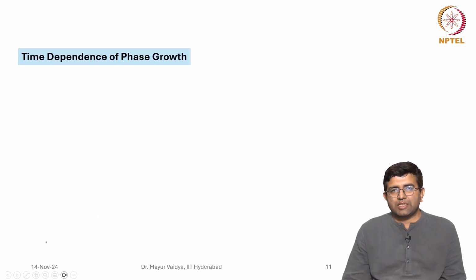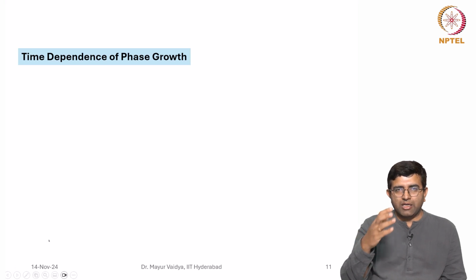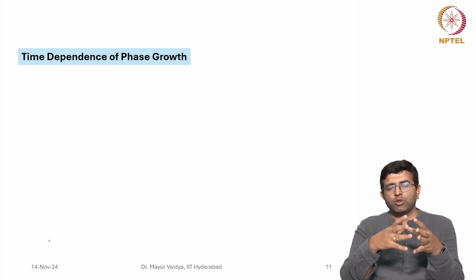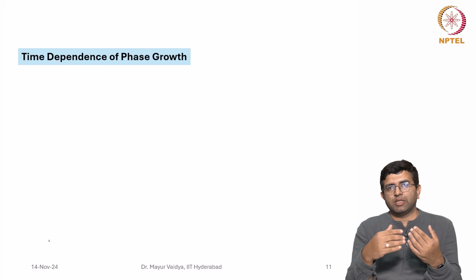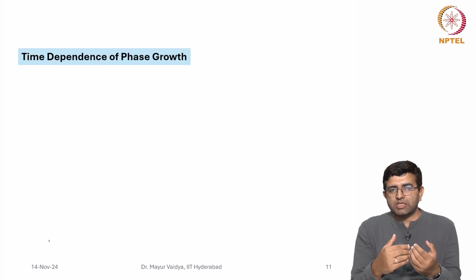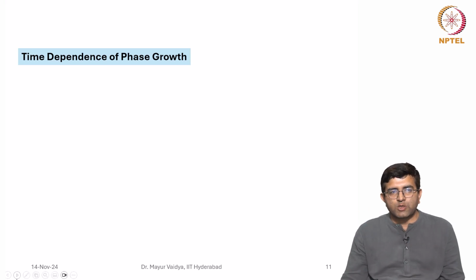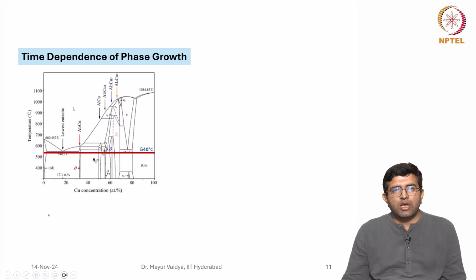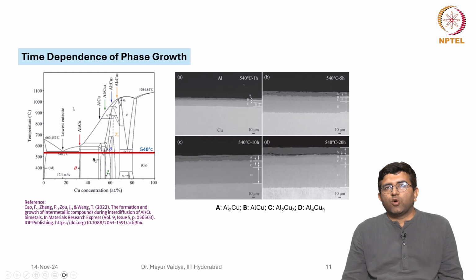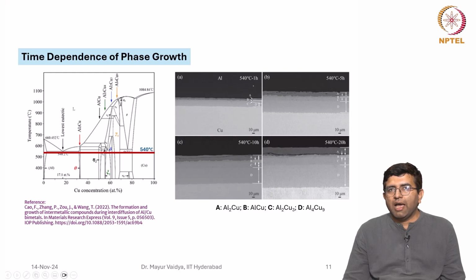The second factor is time. If you allow more time at a given temperature, the phases in the interdiffusion zone can develop, and their thickness may increase. In some cases, you may have different phases evolving as well. Just to illustrate, if you take the same example of aluminum copper, at 540 degrees centigrade for different times, you can again see the thickness of each of the phases changes significantly as the time of annealing is increased. So time is one important factor which controls the phase growth.